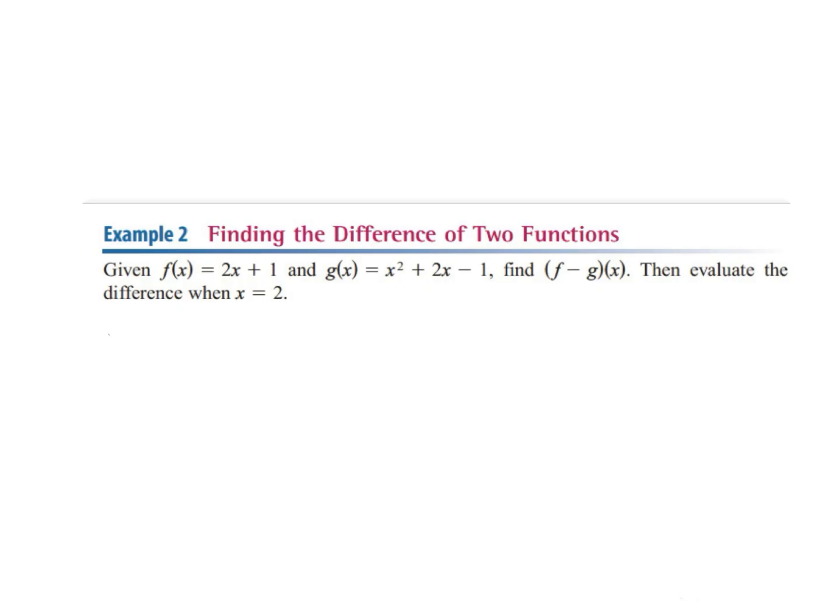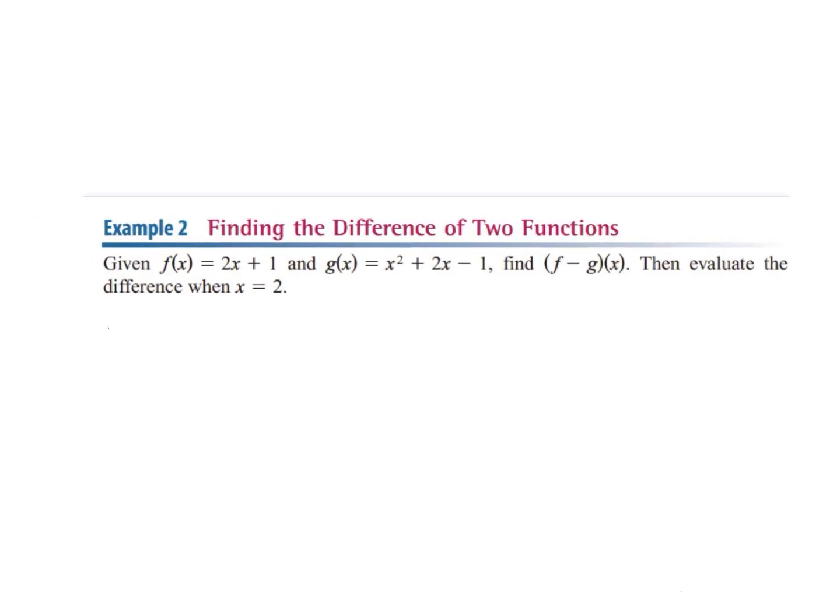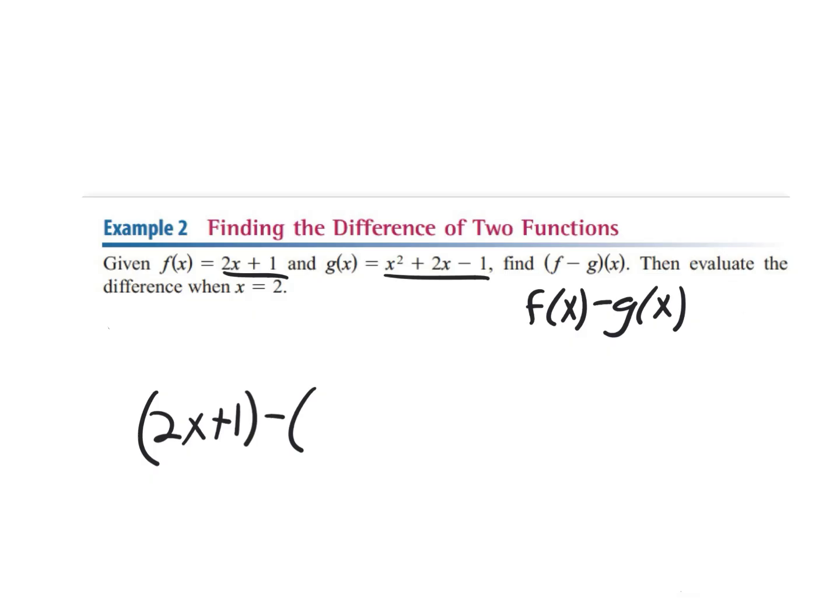All right, we can do something similar here. This is just finding the difference. So again, f minus g of x, this is just another way to write f of x minus g of x. So you're taking your first function f of x, 2x plus 1, minus your second function g of x, x squared plus 2x minus 1.